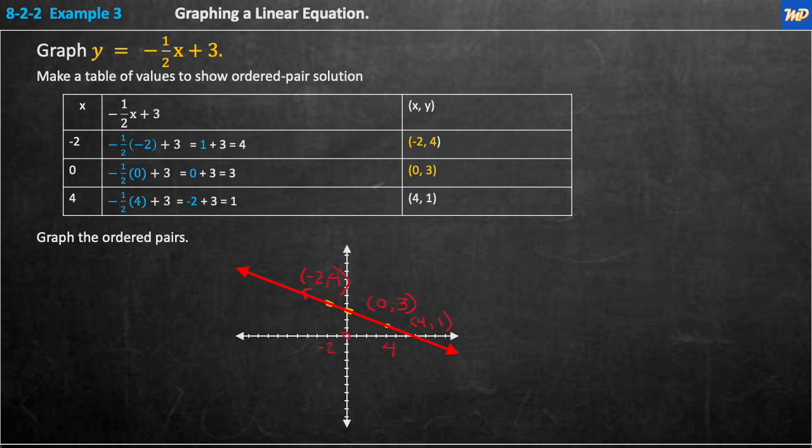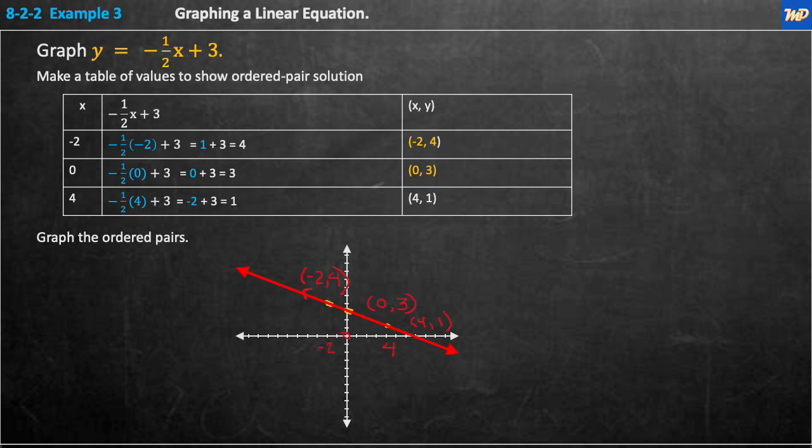Example 3, graphing a linear equation. They want us to graph y equals minus 1/2 x plus 3. Make a table of values to show ordered pair solutions. So they're going to let us put our own inputs in, and then we're going to get the derived outputs, and we'll plot them on this graph that we have here.